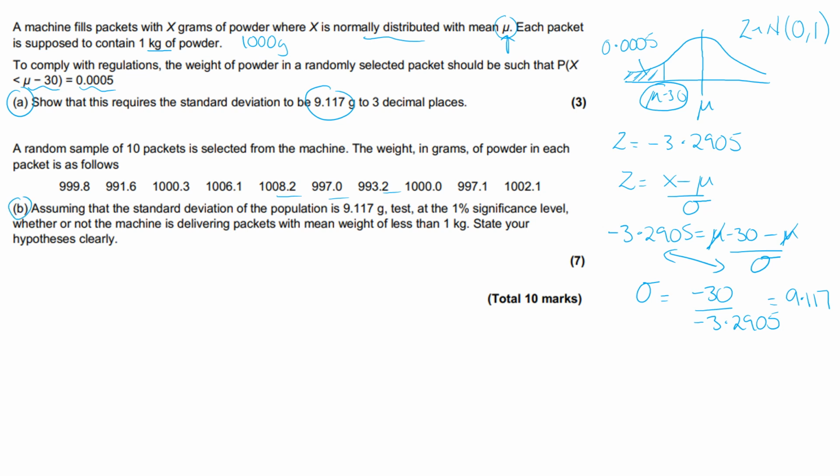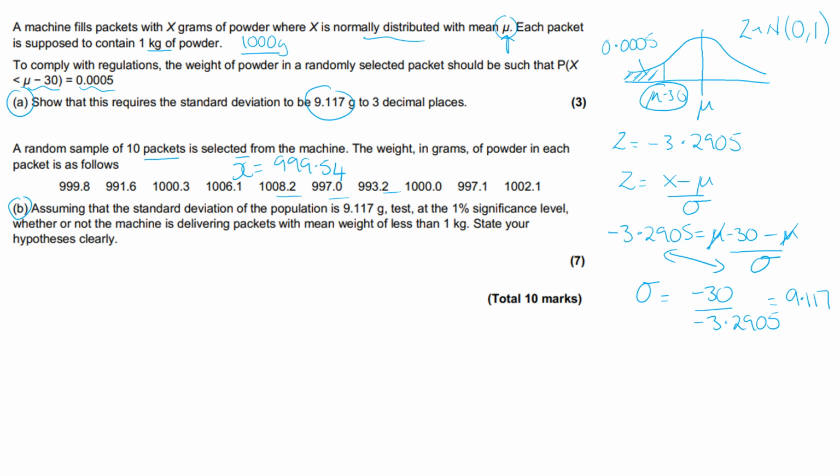On to part B, we're told we've got a random sample of 10 packets and here's all their weights. So we're going to be doing a hypothesis test on this sample here, and the mean of the samples is also going to be 1,000 grams, and what we need to do is find the mean of this sample. So x bar, if we add all them up and divide by 10, that comes to 999.54.